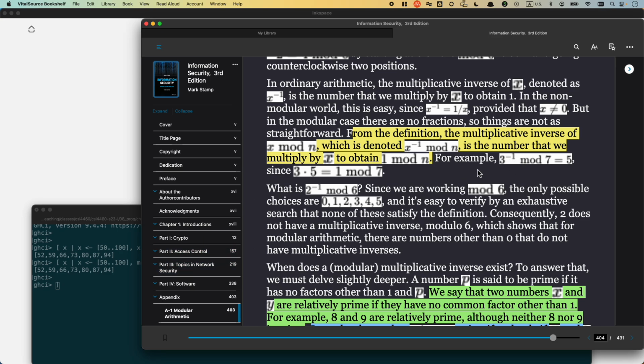What we could say is find a number between 0 and 6, given by the modulus 7, such that any one of those numbers multiplied by 3 leads to modulus 1 of 7. It leads to 1 mod 7.